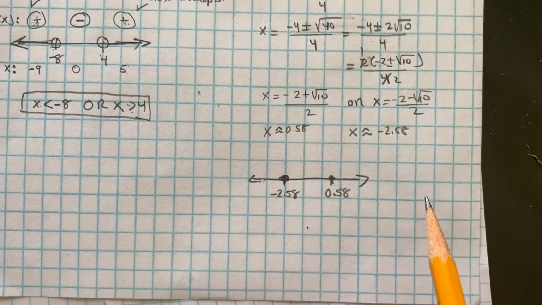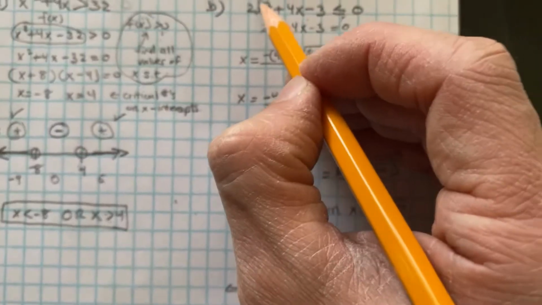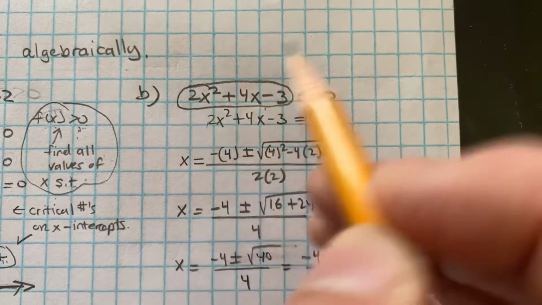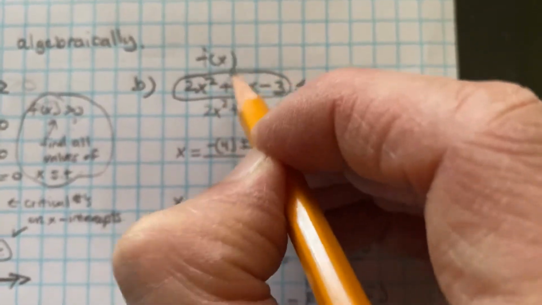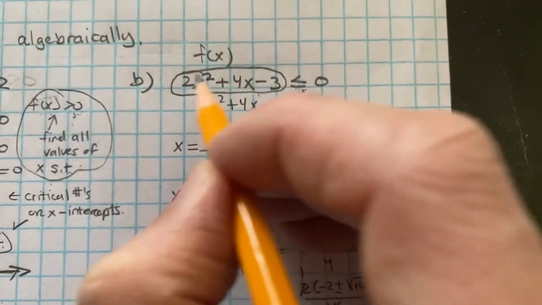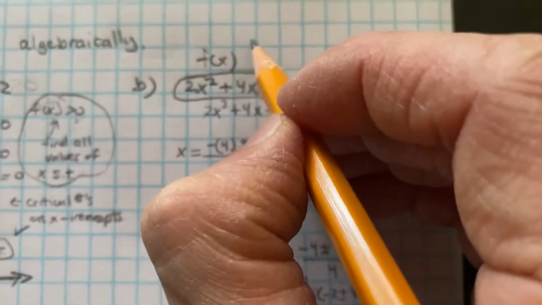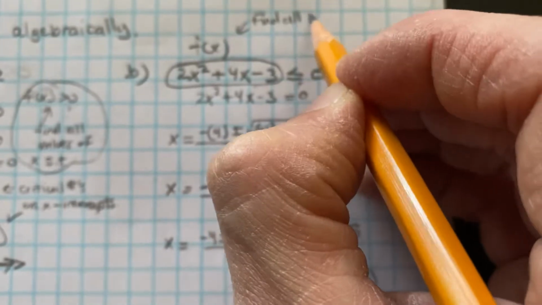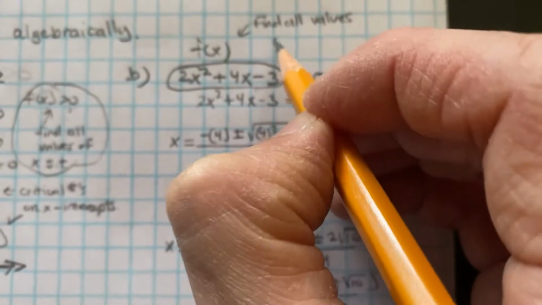And you do the exact same process, except this time, what I would do is go back to this original problem, call this f of x. This is a function. And what is this inequality really asking me? It's saying, find all values of x.